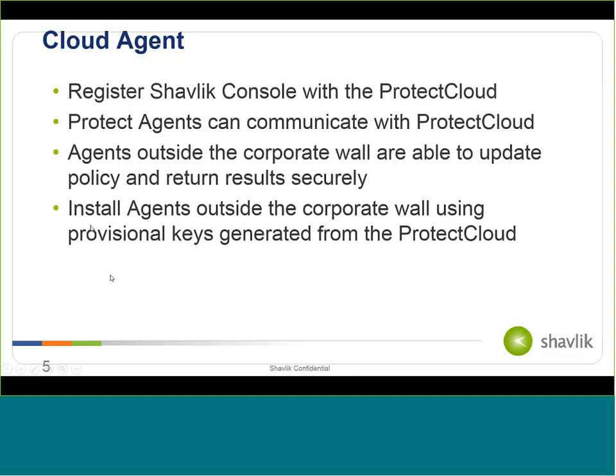There's also an ability to install an agent completely outside the corporate wall. This is using our cloud services to create what's called a provisional key. That provisional key is then used to establish that trust between the agent and the cloud, and then the cloud and the console reconcile and establish the secure communication between console and agent through the cloud services. So we'll cover how to register as well.